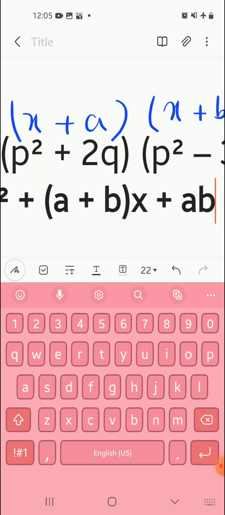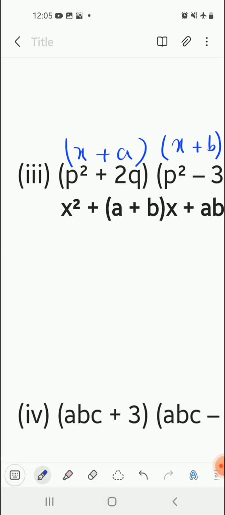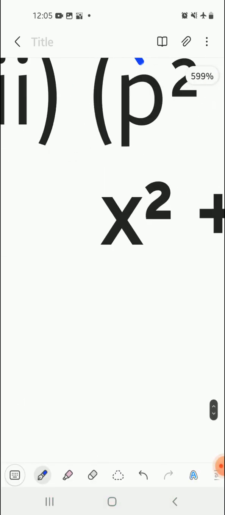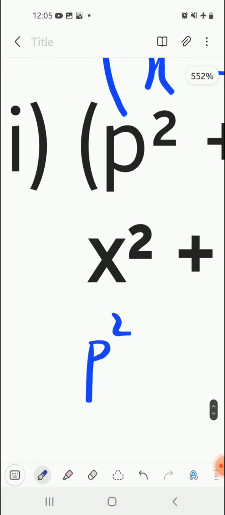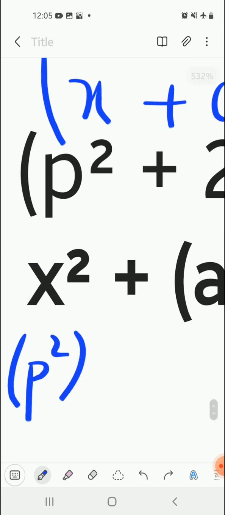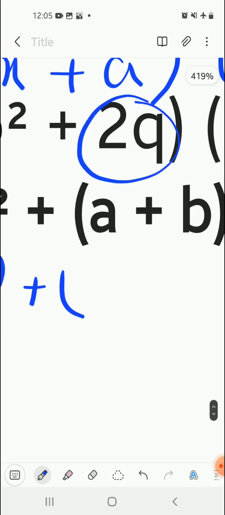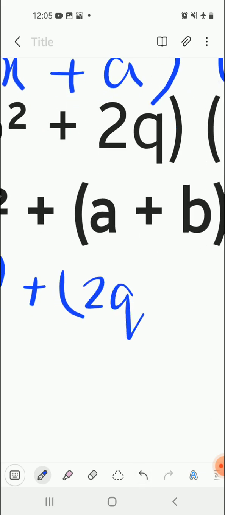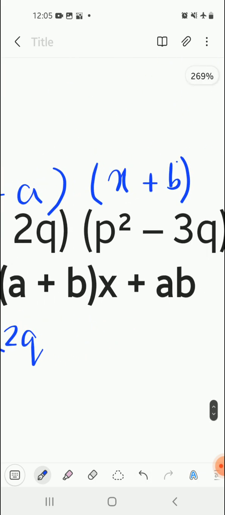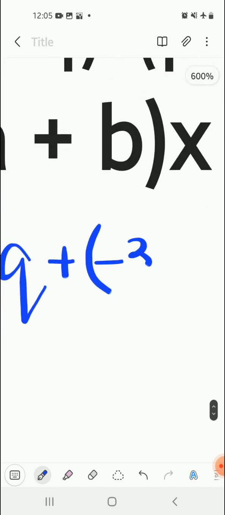So this is the identity. Now we are going to simply replace it with whatever we have in the question. So in case of x, we are going to write p square because over here x is equal to p square, you can see, plus in case of a, we are going to write 2q here. In place of b, we are going to write minus 3q. So we're going to write plus minus 3q.